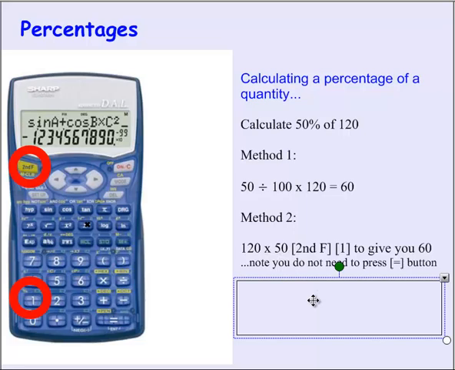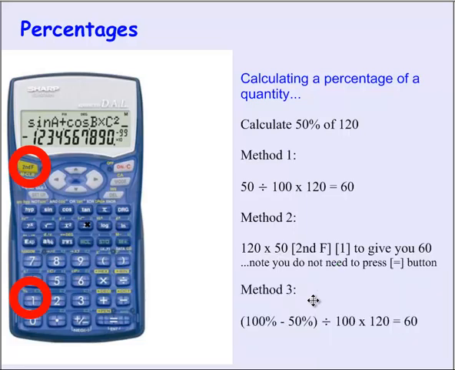Alright, the last method is one that I use, and it involves adjusting the percent before you use it. So I need 50% of 120, which means I am getting rid of 50%, so I'm keeping 50%. The original quantity is always 100%. I get rid of 50 of it because I only want to keep 50. I divide by 100 because I'm dealing with percentages, and then I multiply by 120, which is the quantity.